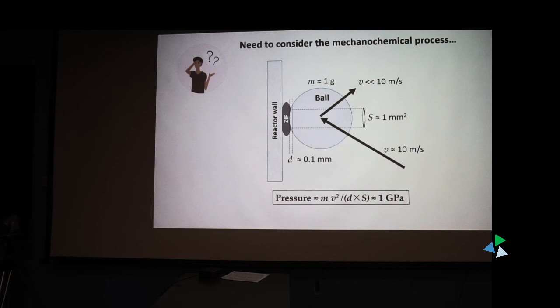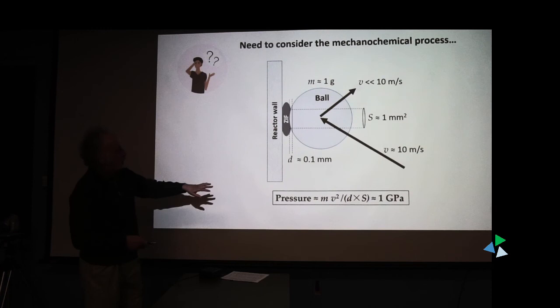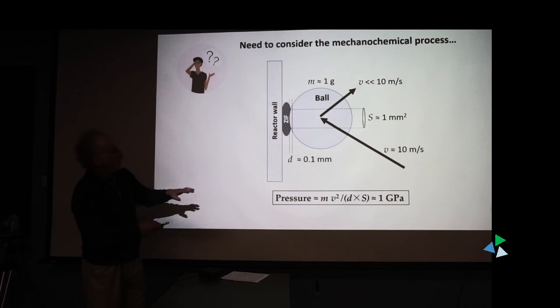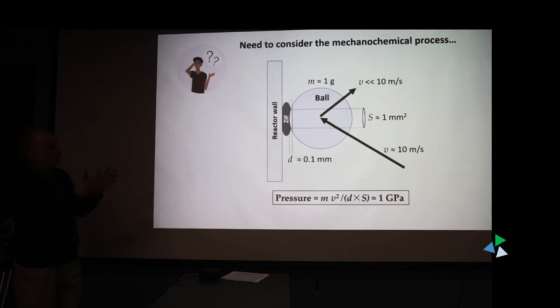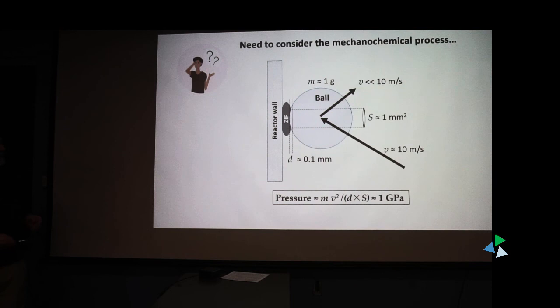the pressure here will be given by the kinetic energy lost by the ball divided by the section of the interaction S, and divided by the distance d, where the ZIF is crushed. And we know from literature that people measured that the average velocity of the balls is something like 10 meters per second, and their mass is 1 gram. So if we put these numbers in this formula, we get 1 gigapascal, which is a really big pressure. So maybe we should include a parameter describing the strength of the crystal inside our predictive model.